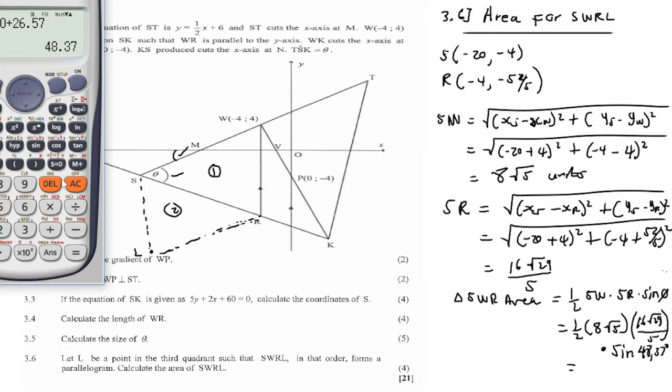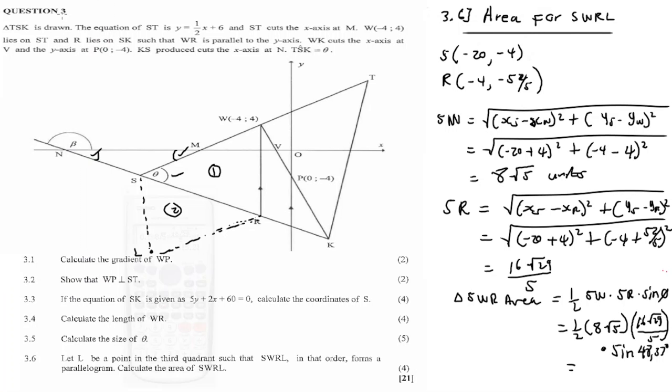So the answer will be: let's calculate 0.5 times 8 root 5 times 16 root 29 divided by 5 times sine of 48.37, close bracket. Answer is 115.21. 115.21 square units. Square units, it's square units.